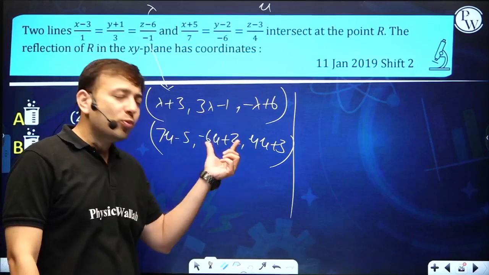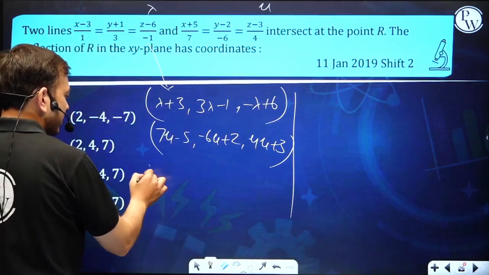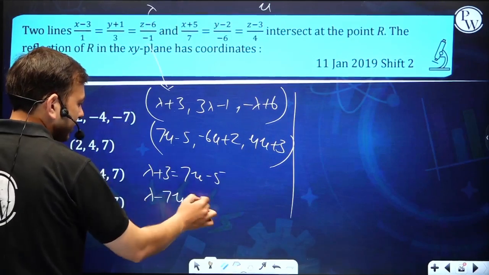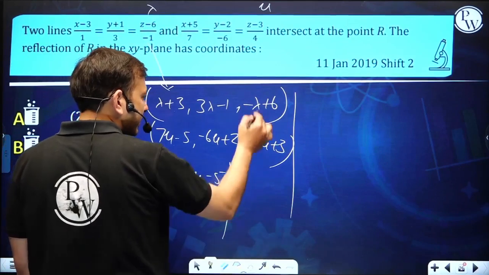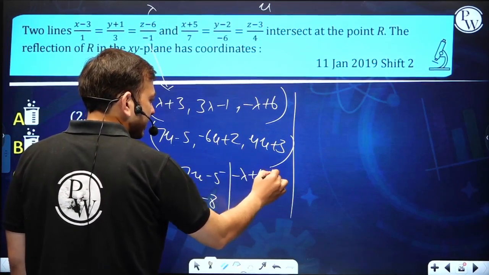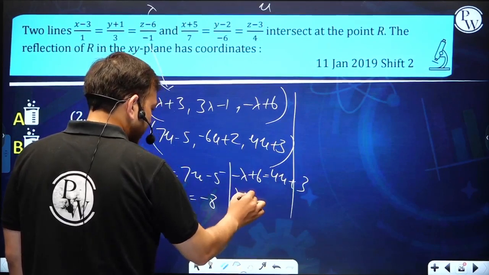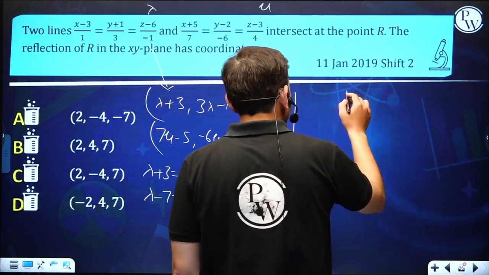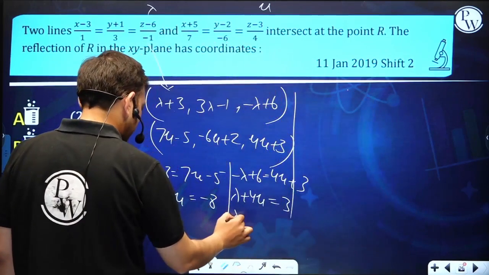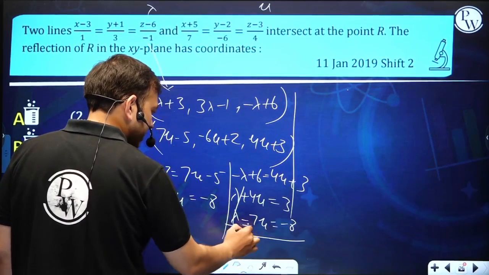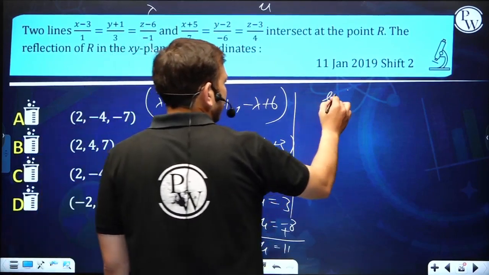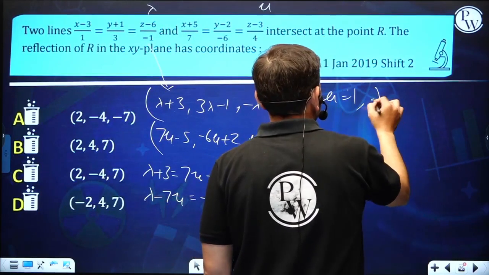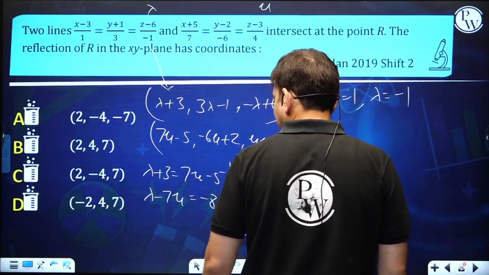Now, if they intersect, these two points will coincide. That means this should equal this. Lambda plus 3 equals 7 mu minus 5. So I can say lambda minus 7 mu equals minus 8. Similarly, these two will be same: minus lambda plus 6 equals 4 mu plus 3, or lambda plus 4 mu equals 3. Now solve these two equations. If you subtract, you get minus 11 mu equals minus 11, so mu will be 1. If I put mu equal to 1, lambda will become minus 1.